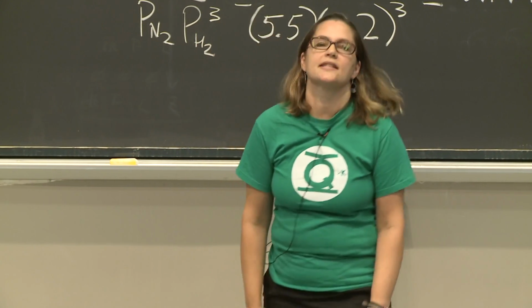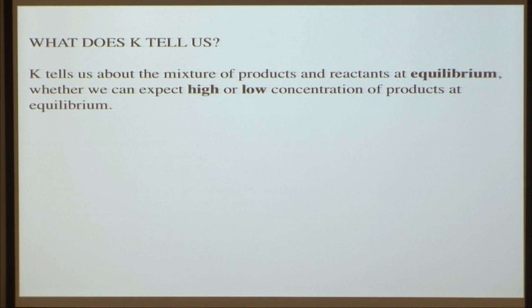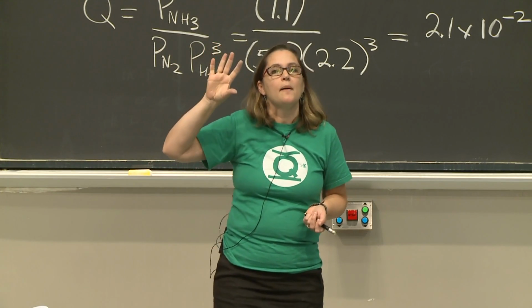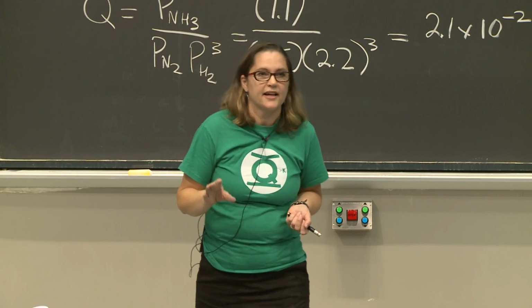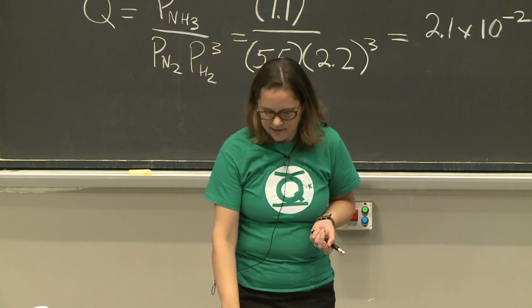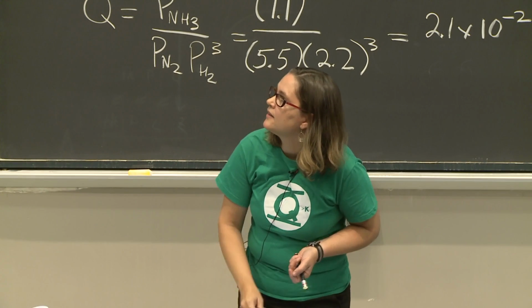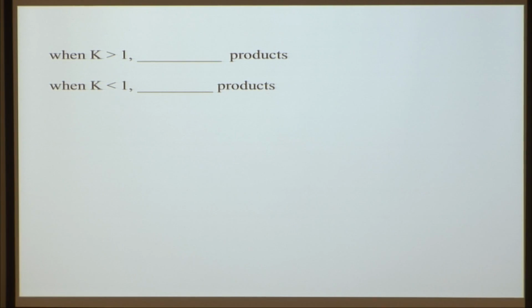OK. So what does K tell us? K tells us about the ratio of products to reactants at equilibrium. If you have a very big number for K, it's going to tell you something about the ratio of those products to the reactants. There'll be a lot of products for reactants. So let's just think about this for a minute. When K is greater than 1, K is products over reactants at equilibrium. That's going to mean high products. So you'll have a higher number there.